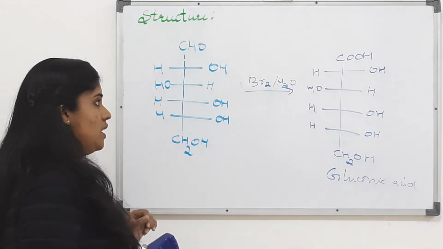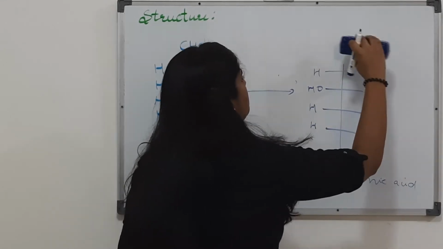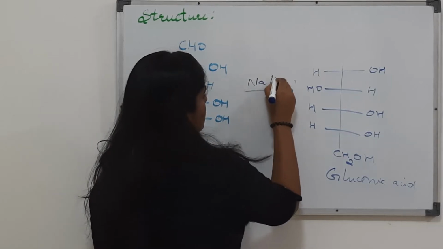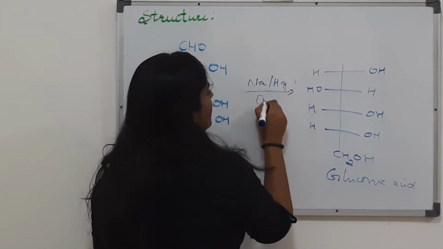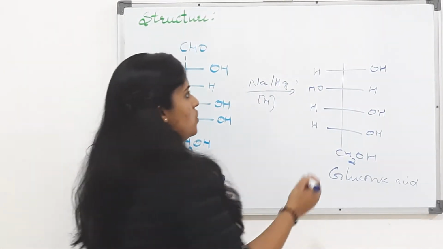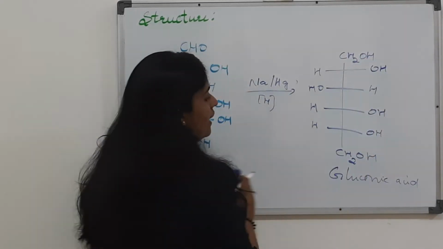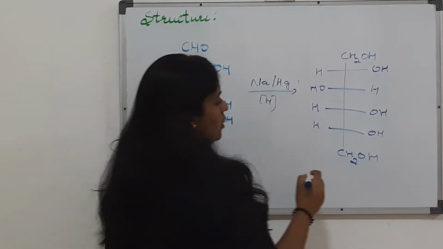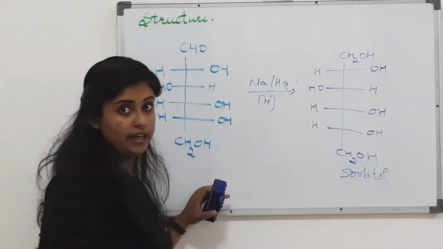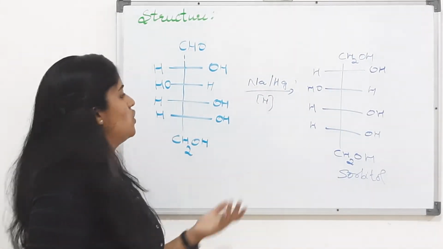The next reaction, what did we see? We saw catalytic reduction, with sodium amalgam. If I treat with sodium amalgam, reduction happened and the CHO also got reduced to CH2OH. So finally we had sorbitol, right, which was a hexahydric alcohol. 5 OH groups we got. That was the reaction of glucose with reduction, sodium amalgam.